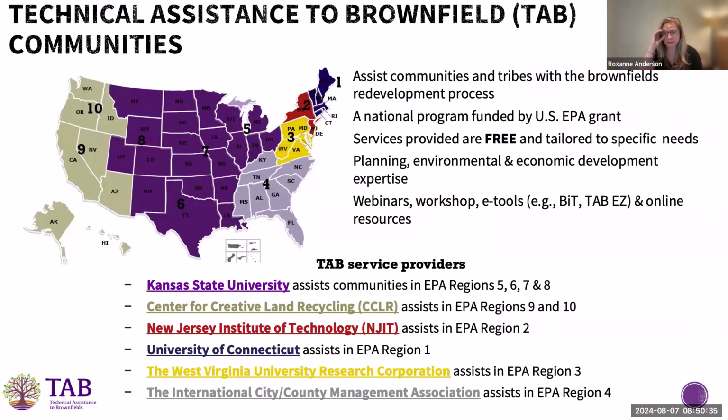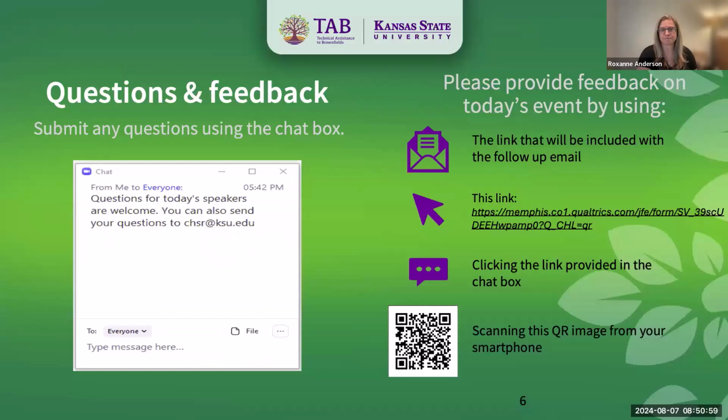For those of you who are not familiar with KSU TAB, we are one of 6 technical assistance programs in the United States funded by a US EPA grant. The TAB service providers provide free services that are tailored to specific needs in planning, economic development, and environmental challenges with brownfields. Kansas State University covers US EPA regions 5, 6, 7, and 8. One of those free services that KSU TAB provides are educational webinars and workshops that help communities with various challenges like the one today focused on grant writing.